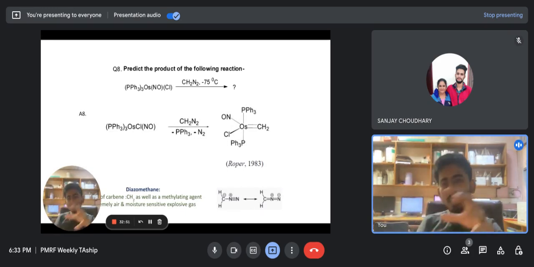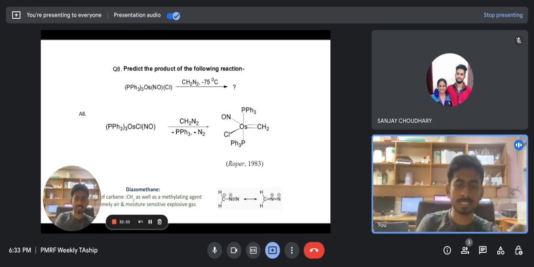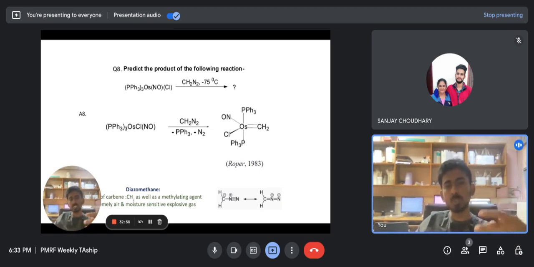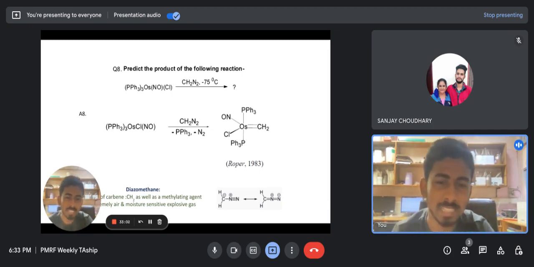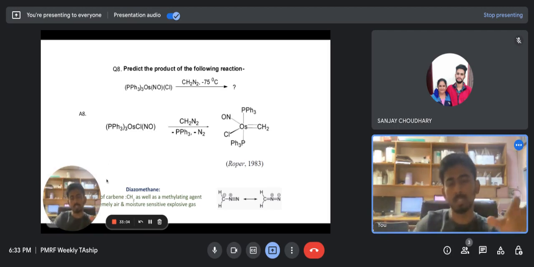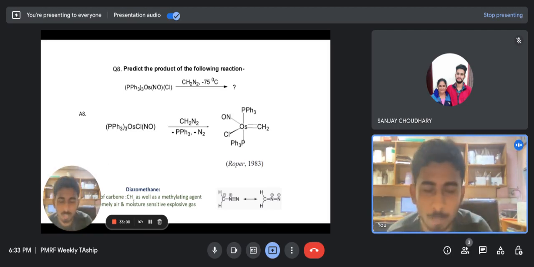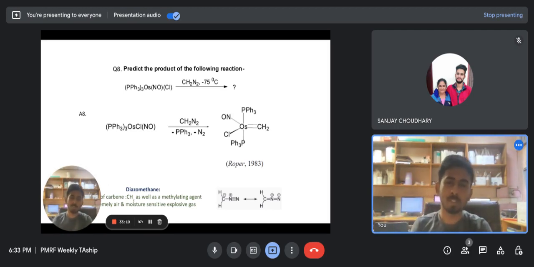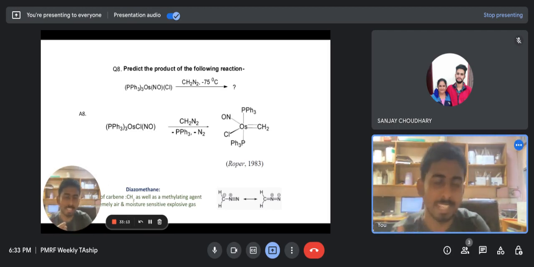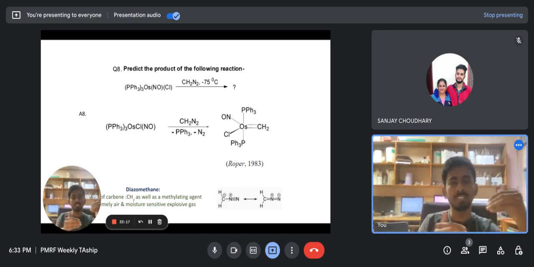Diazomethane is actually a source of free carbene, and is also a very strong methylating agent. Diazomethane is extremely air and moisture sensitive, and when taken in solution, it behaves like a yellow liquid. Diazomethane should be handled with caution. This OsCl(NO)(PPh3)3 is a special class of compound, because this osmium compound can generate a special kind of carbene that is intermediate between the Fischer and the Schrock type of carbene. So in the later examples, we will discuss why it is so.